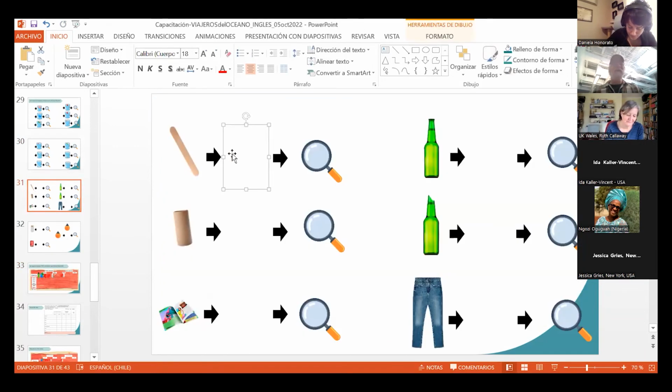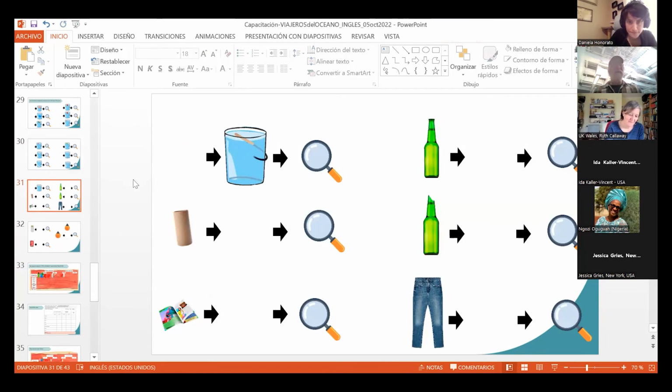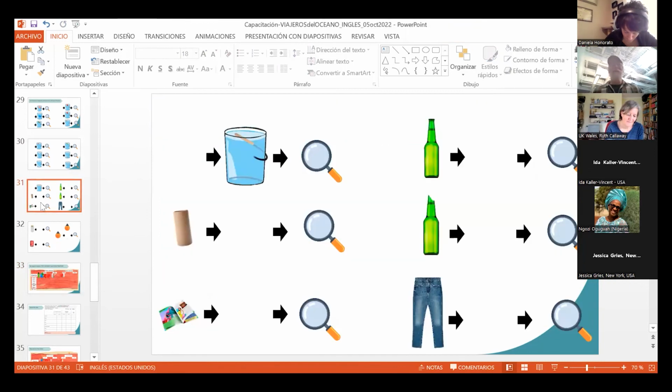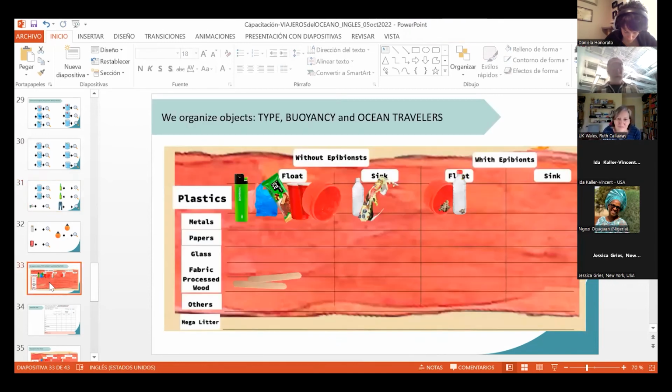And we do the same thing here. Also, it did float as well, so we move it here together with the other one. You can see now, you get the idea. The paper, does it float, yes or no? We don't know. Test. Okay, this one did not seem to float, so paper, we move it here.